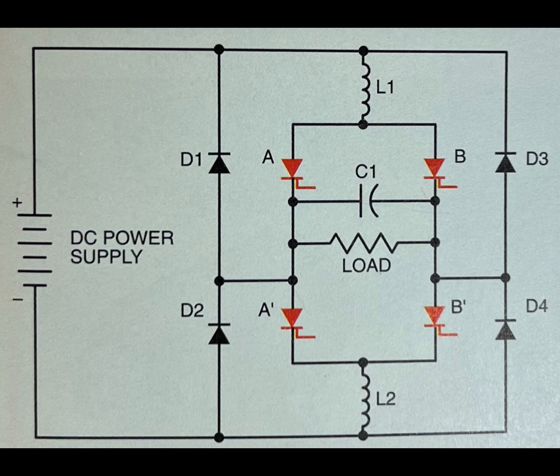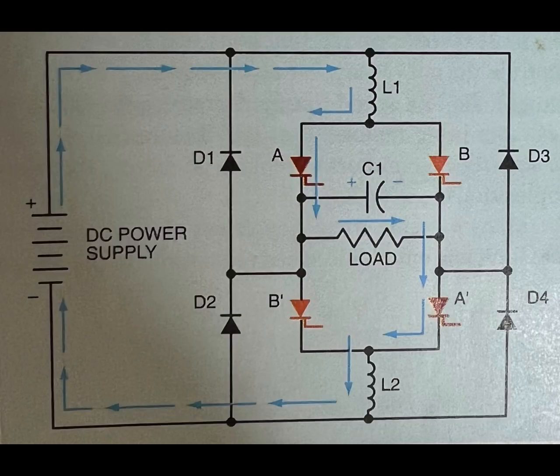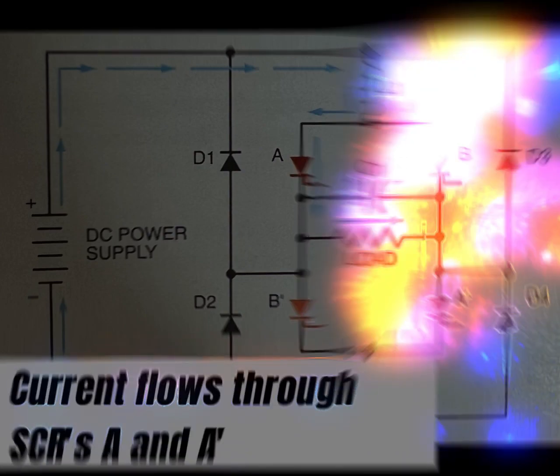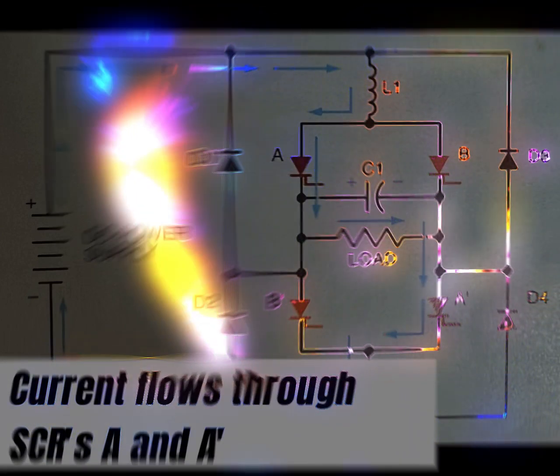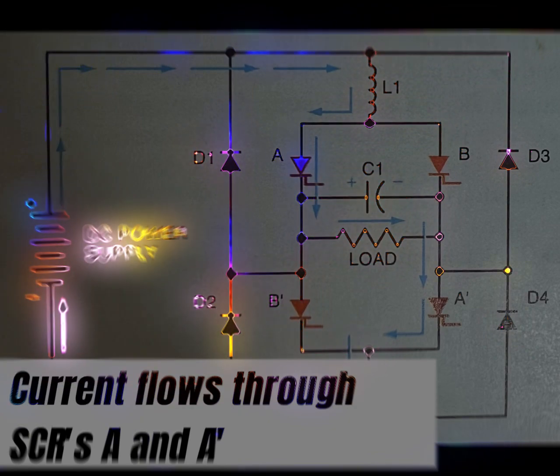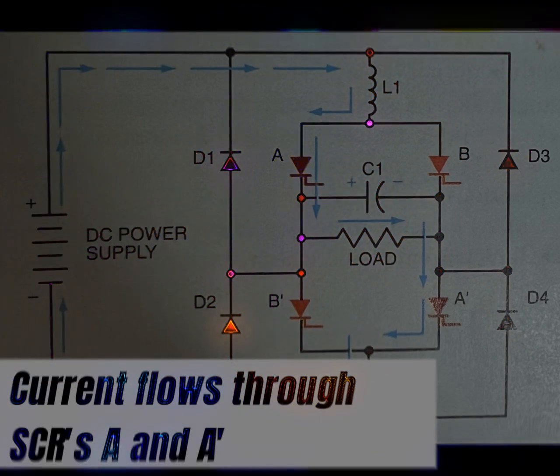Current will flow through the circuit as seen in the following diagram. Notice the direction of current flow through the load and that capacitor C1 has been charged to the polarity shown in the image. Recall that when an SCR has been turned on by the gate, it can only be turned off by permitting the current flow through the anode-cathode section to drop below the holding current level.